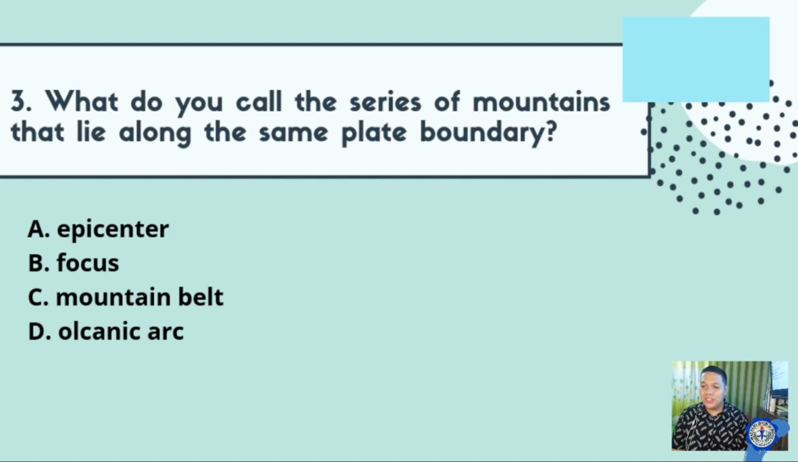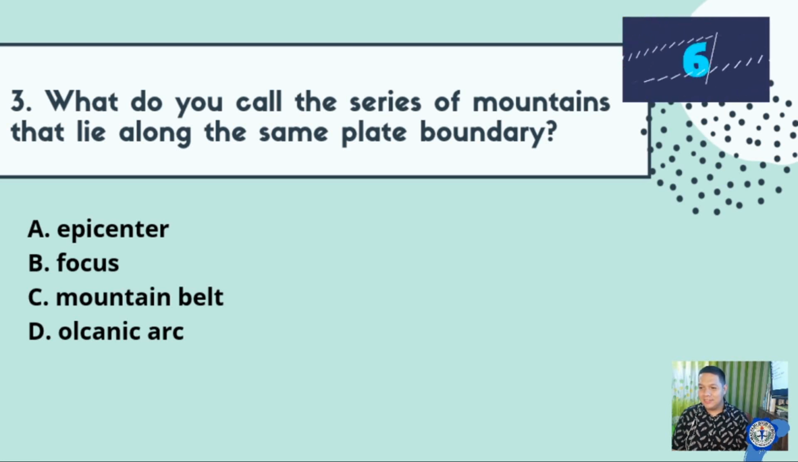What do you call the series of mountains that lie along the same plate boundary? Letter A, epicenter. Letter B, focus. Letter C, mountain belt. Letter D, volcanic arc. And the timer starts now. And the correct answer is letter C, mountain belt. Next question.